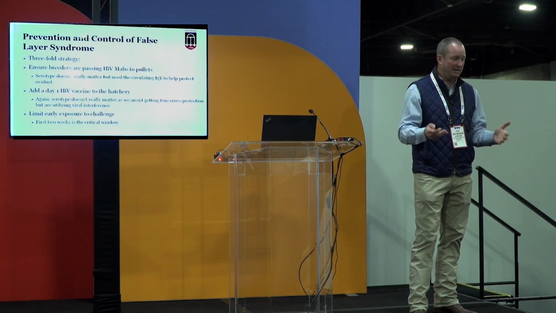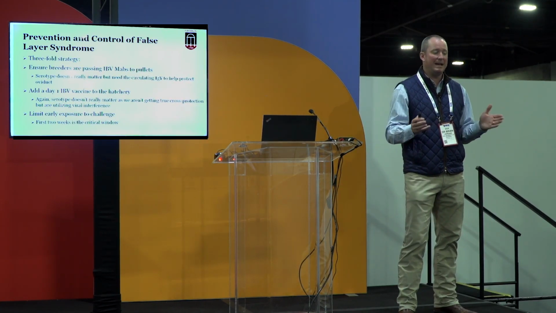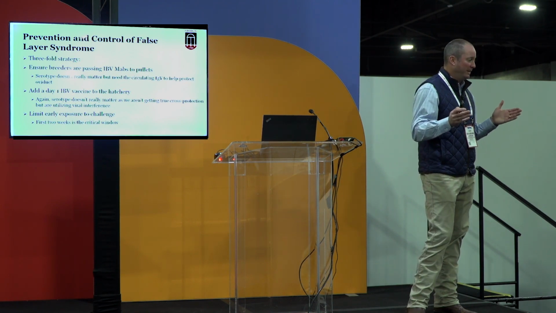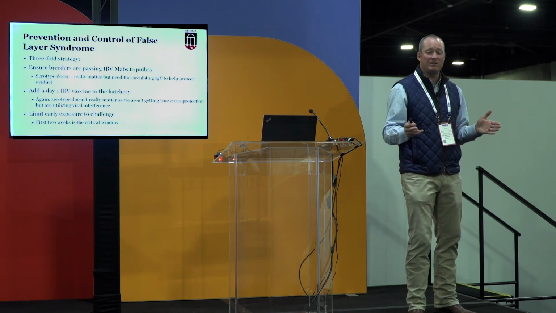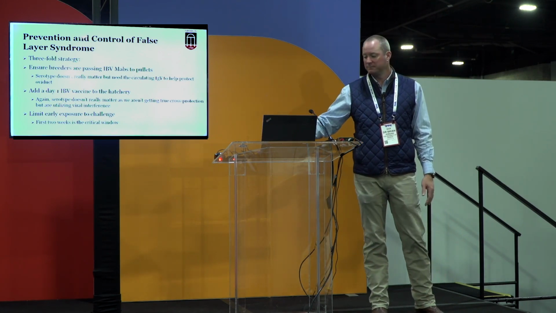And then three, limit early exposure to challenge. You think about a challenge at 3 to 7 days of age. I mean, that's basically at chick placement. That's a very, very early challenge. So we need to tighten our biosecurity protocols, think about what we're moving in and out of those pullet houses in those first 2 weeks. We take care of that, and the rest takes care of itself. That's all I have. Thank you very much.